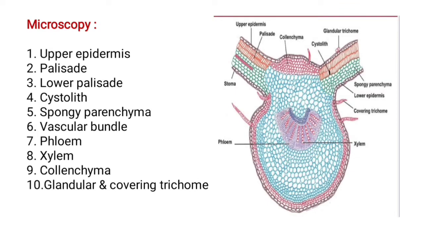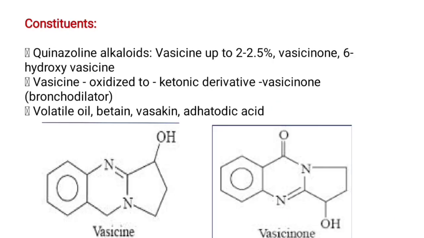Microscopy: upper epidermis, palisade, lower palisade, cystolith, spongy parenchyma, vascular bundle, phloem, xylem, collenchyma, glandular and covering trichome. This is the microscopy of Vasaka. Constituents: quinazoline alkaloids, vasicine up to 2 to 2.5%, vasicinone, 6-hydroxyvasicine. Vasicine is oxidized to the ketonic derivative vasicinone. Both are bronchodilators. Volatile oil, betaine, adhatodic acid. This is the structure of vasicine and vasicinone.